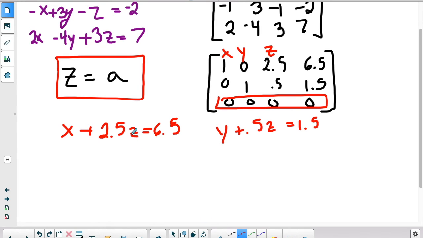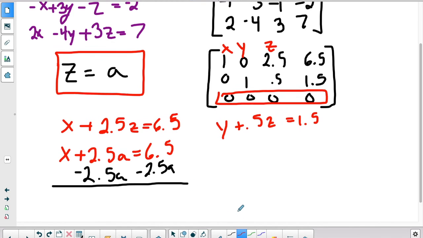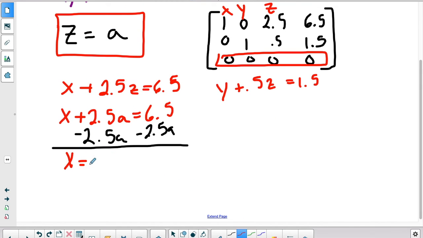Now at this point here, I'm going to plug a as z into these two equations. So here we get x plus 2.5a equals 6.5. And at this point here, I'm going to solve for x. So I'm going to subtract 2.5a from both sides. And again, this seems weird and it's fine. Just stay with me. And what we get is x is equal to negative 2.5a plus 6.5. We'll do the same thing with y in here.